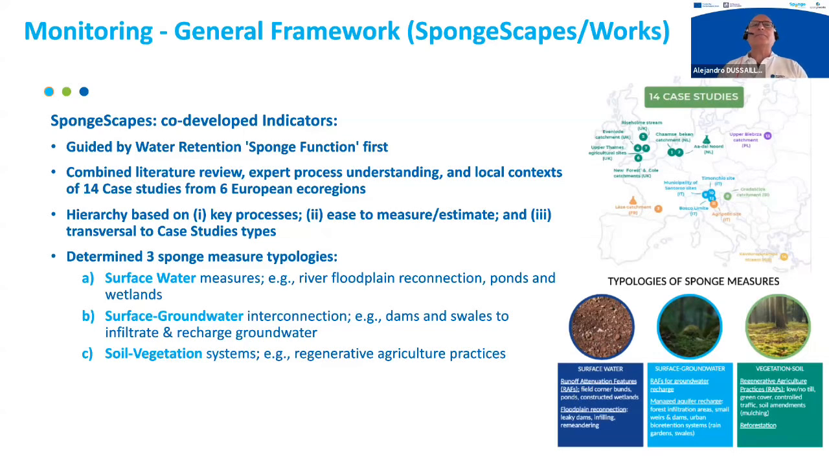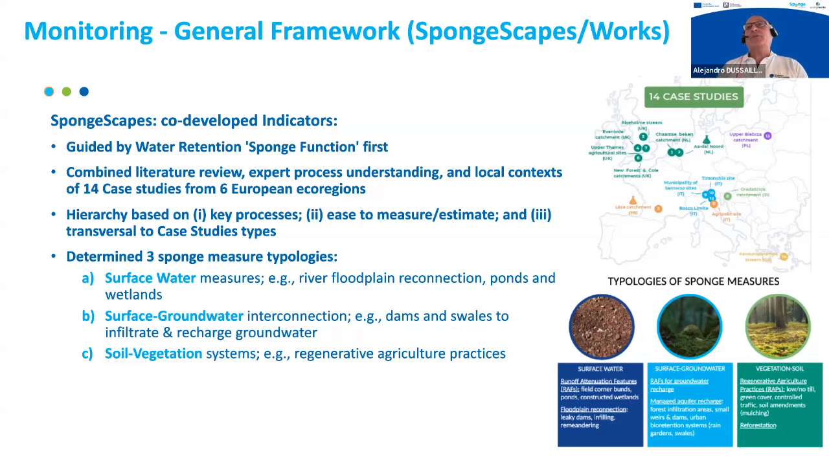And in combination, then we had that hierarchy based on the key processes, how easy it was to measure or estimate the indicator, and hopefully have prioritization depending on how transversal to all case studies these indicators were, so as to be able to pool the information from all case studies in a meaningful way. And to aid that, we classified our case studies. Classification usually is done so as to help understand a more complex system, right?